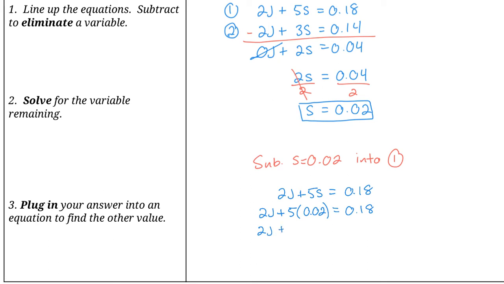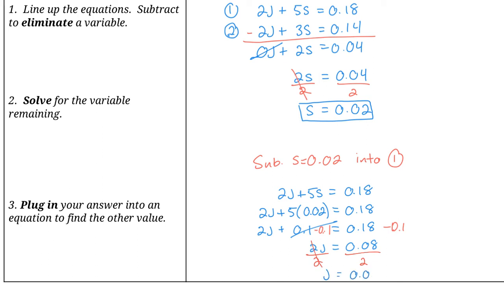So 5 times 0.02 is just equal to 0.1, and that's equal to 0.18, and we got to get rid of that 0.1, so we need to subtract it. So when we subtract 0.1, we get rid of it on the left side of the equal sign, so we're just left with 2J equals 0.08, and now we got to get J by itself, so we need to divide by 2, which means J is just equal to 0.04.